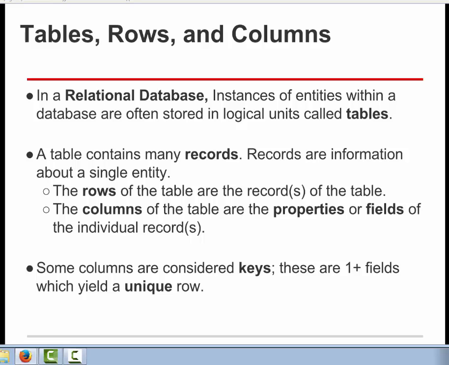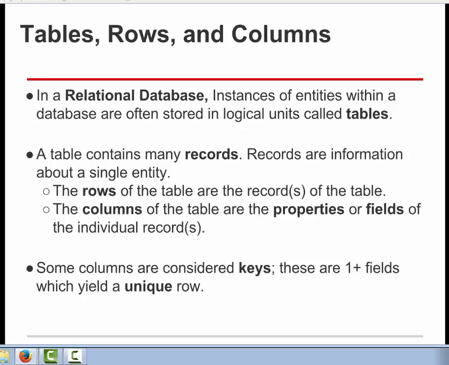In the relational model, or more specifically in a relational database, we often think of entities within a table. A table is the logical unit of storage in a relational database. A table, if you remember from perhaps prior experience with Microsoft Excel or Microsoft Access, is nothing more than a two-dimensional grid with rows and with columns. In database speak, a table contains many records. Each row represents one record in the table, and this row represents information about a single entity. These rows are broken up into columns, and it's these columns which are the properties, or sometimes called the fields, of the individual record. In other words, the individual pieces of data about a specific record.